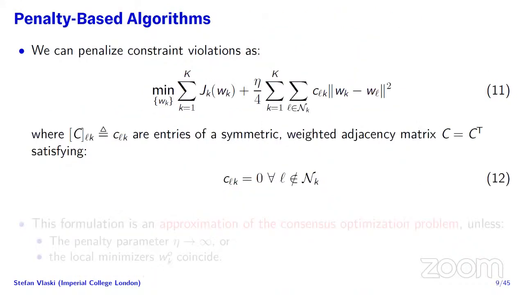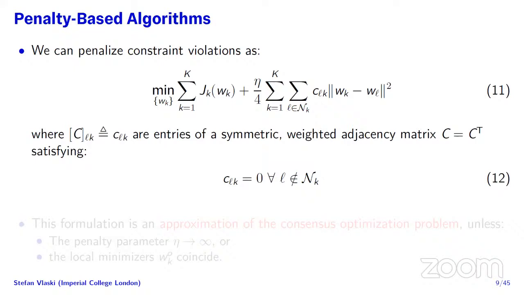Okay, so of course I don't have time to go into the detailed derivations of all of this, but I just want to illustrate a derivation of this class of penalty-based algorithms, which is going to be useful when we think about how we can move beyond consensus, or how we can interpret some of the things that we observe.